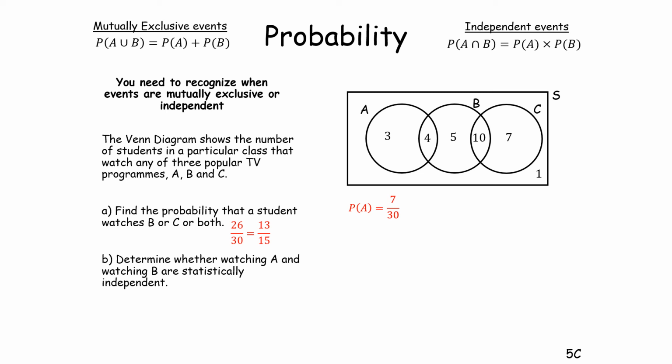Probability of A, well, A is actually 7/30 because you do the 3 plus 4, all of this is A. Probability of B is 19/30, again simply just adding them. And A intersection B is 4/30.